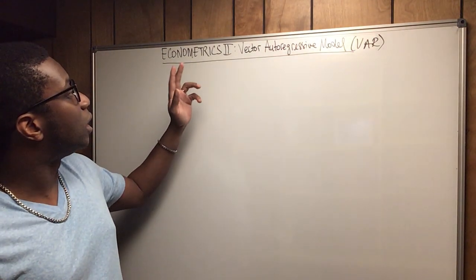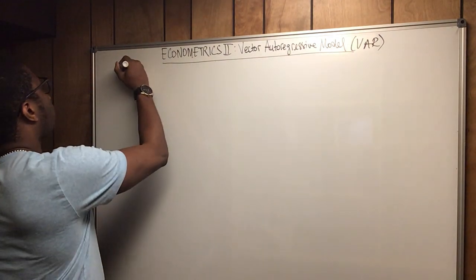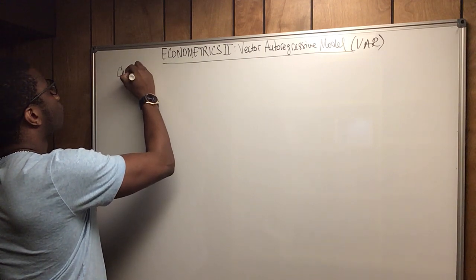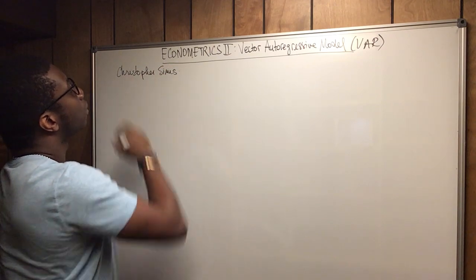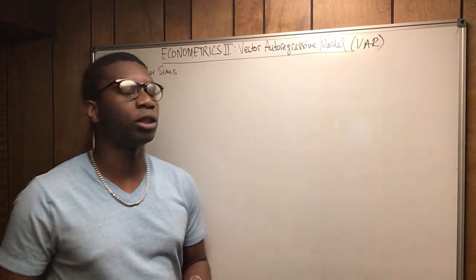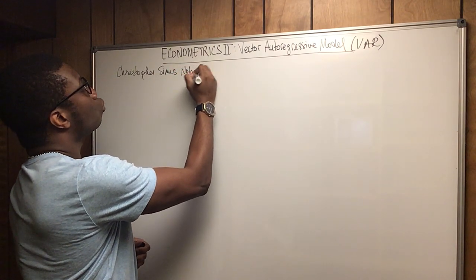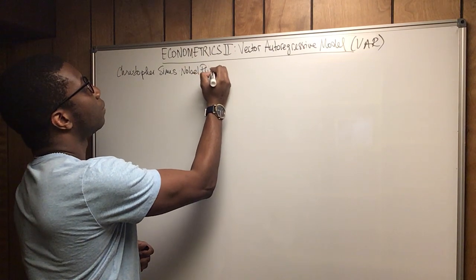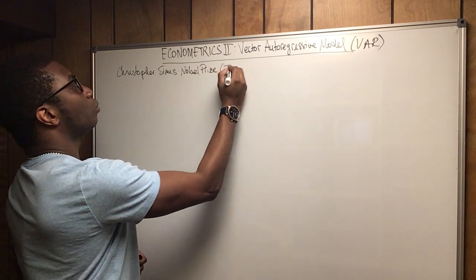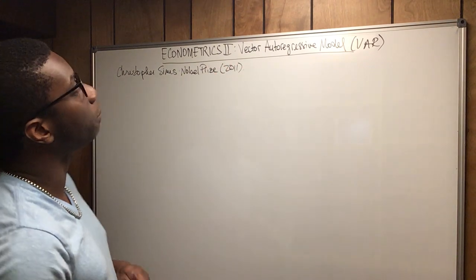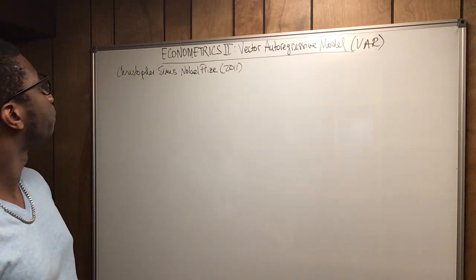The Vector Autoregressive Model, in fact, was developed by Christopher Sims. For those who follow me on Instagram, Christopher Sims won the Nobel Prize in 2011 in economics for developing the VAR model. So he developed the VAR, the Vector Autoregressive Model, and he earned the prize for that.